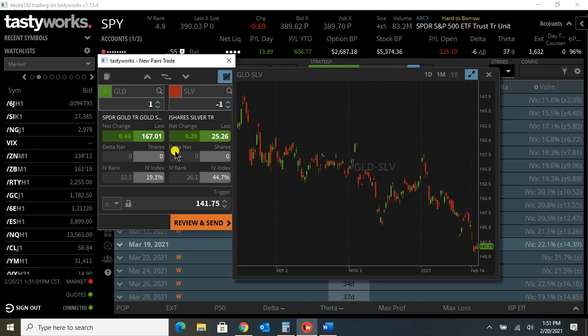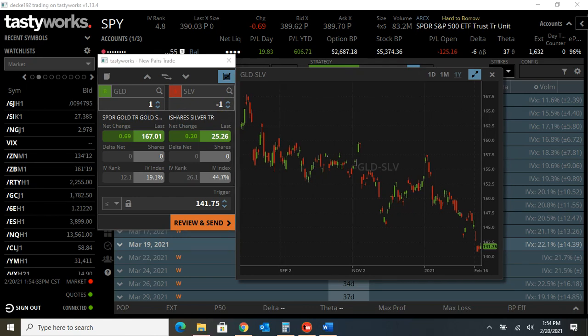Next, I'm going to talk about how to determine how many shares of gold and how many shares of silver to use as a hedge. There are three different ways you can determine how many shares of each underlying to put on for a pairs trade. The first way is going to be the cheapest, taking the least amount of capital, and that's just to go 1-to-1. So there's one share of gold and one share of silver, and put that on. That's the first way of doing it.